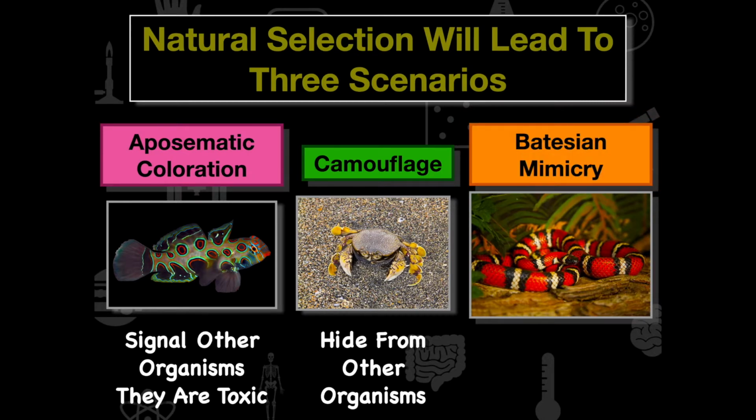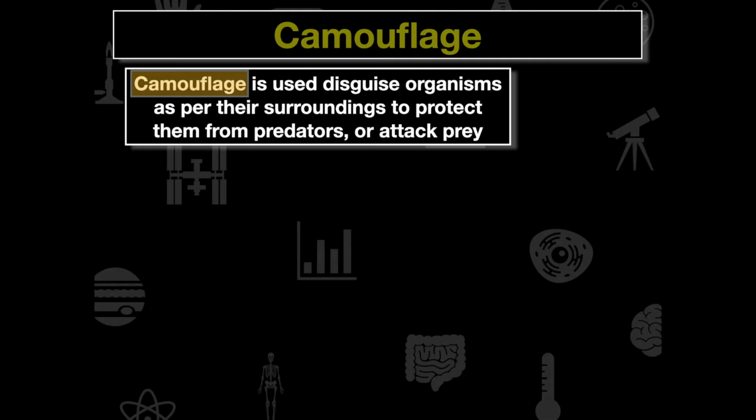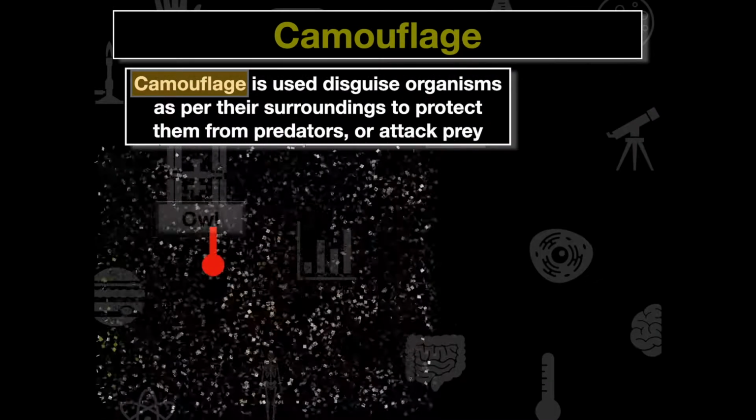The first scenario that we're going to look at is aposematic coloration. And this is going to signal to other organisms that these individuals are toxic. In the middle here, we're going to see camouflage. Camouflage is another adaptation that allows organisms, specifically prey, to hide from other organisms and blend in with their environment. And then lastly, we're going to look at Batesian mimicry. And this is going to be prey that mimic other toxic organisms. So everything that we've learned about natural selection and limiting factors is going to drive these three scenarios.